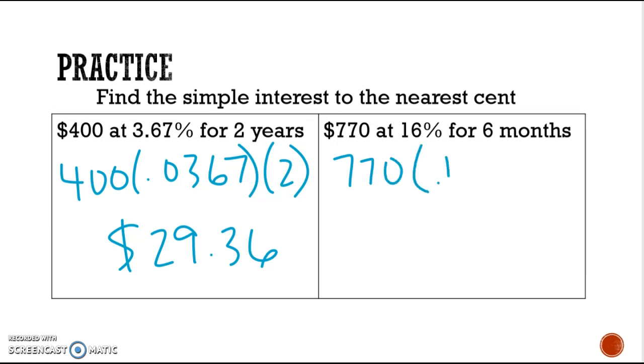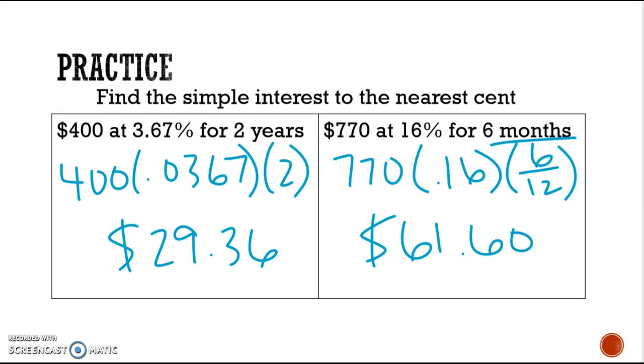So the next one is $770 at a 0.16% interest rate. And now it's 6 months. Remember I said that T has to be in years. So since there are 12 months in a year, I'm going to do 6 out of 12 months. So when we type this in, you're going to do 770 times 0.16 times 6 and then divide that by 12. This gives you an answer of $61.60. Now your calculator is probably telling you 61.6, but with money you need 2 numbers after the decimal, so we have to add that 0 at the end.